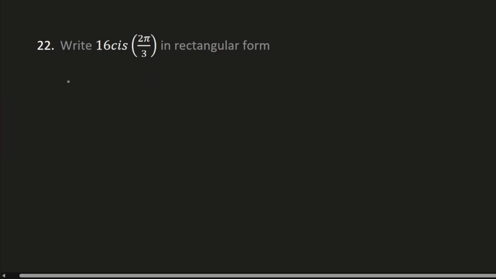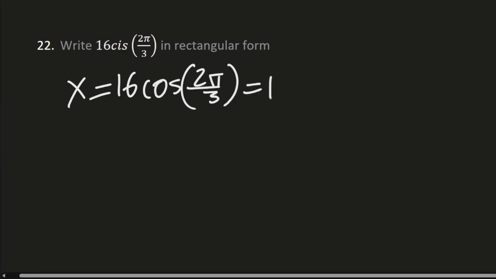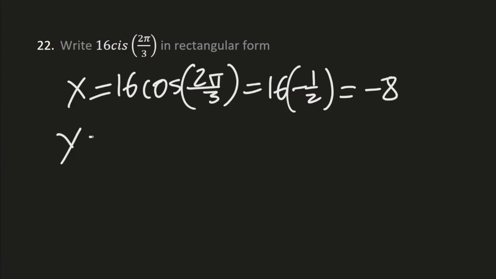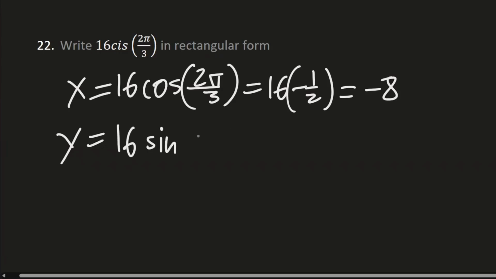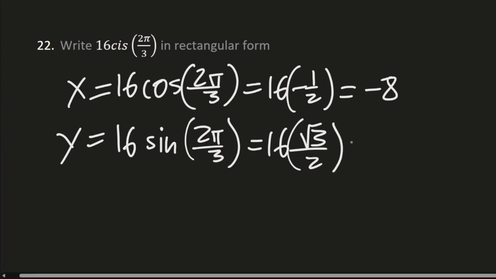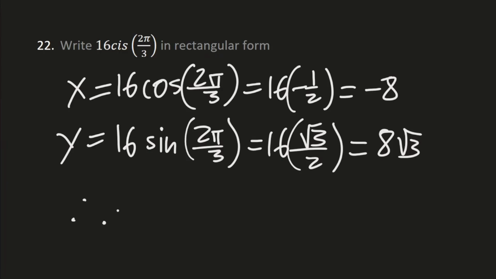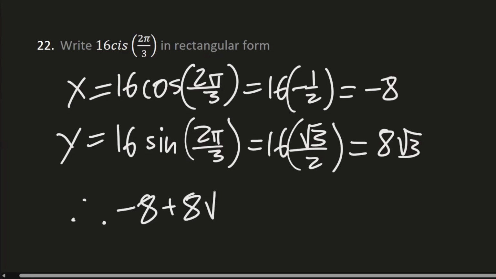For this one, we have x is equal to 16 times the cosine of 2 pi over 3, which is equal to 16 times negative 1 over 2, which is equal to negative 8. For imaginary part, y is equal to 16 times the sine of 2 pi over 3, which is equal to 16 times square root of 3 over 2, which is equal to 8 square root of 3, and therefore we can write this complex number as negative 8 plus 8 square root of 3 times i.